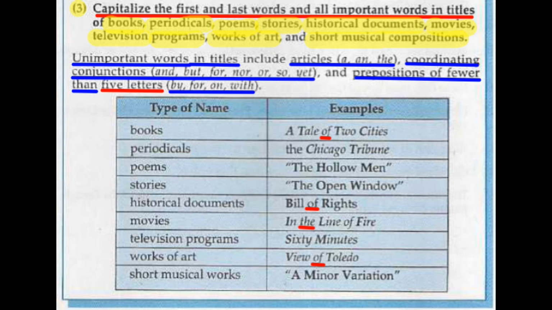Movies, In the Line of Fire. Notice the is not capitalized because it's an article, but interestingly, the in is a preposition. Now it's capitalized because it's the first word of the title. Next one, television programs, 60 Minutes. Works of art, View of Toledo. Of is a preposition of less than 5 letters, that's why it's not capitalized. And then short musical works, a minor variation.